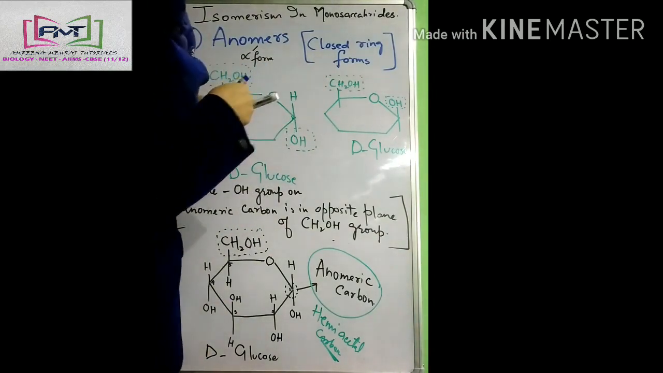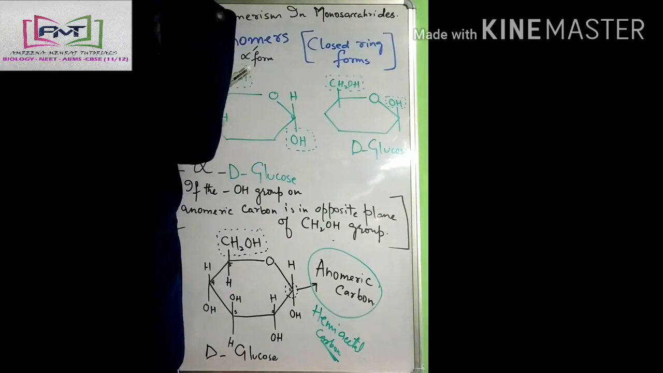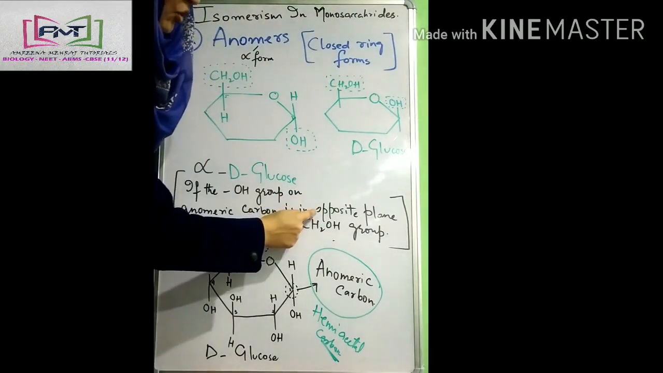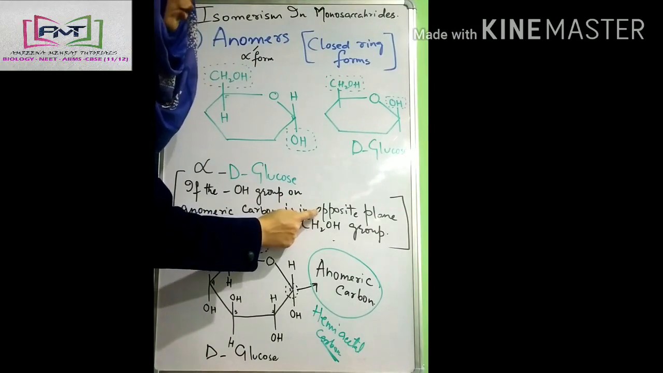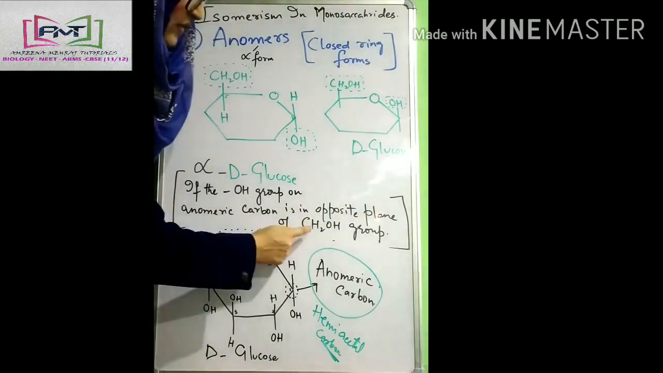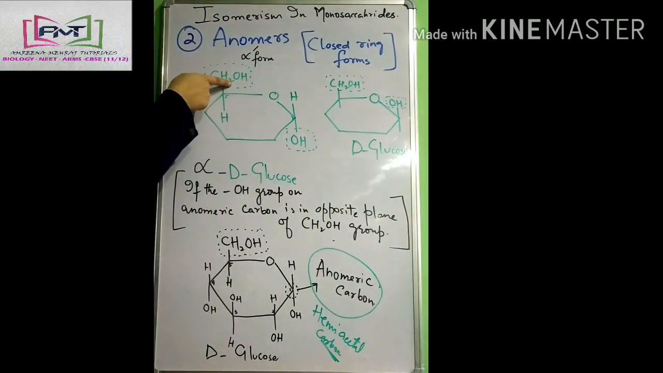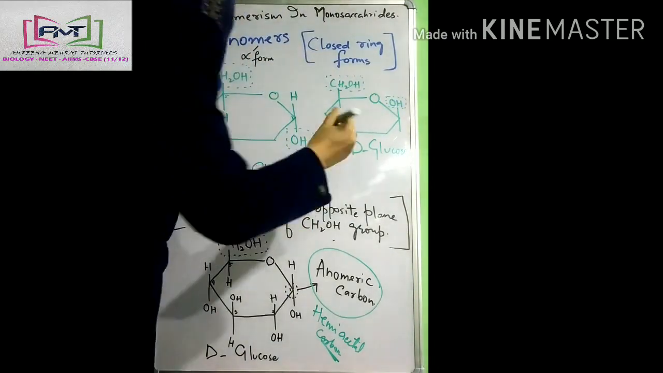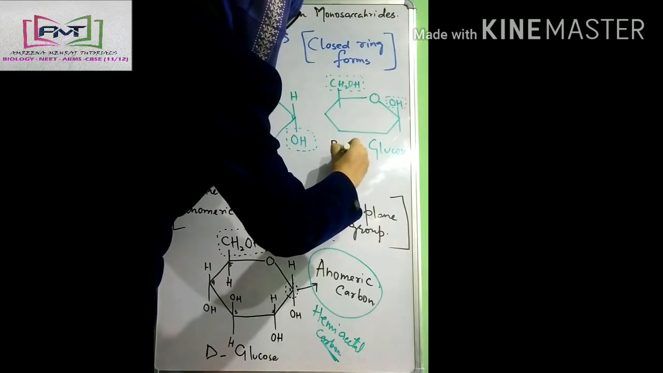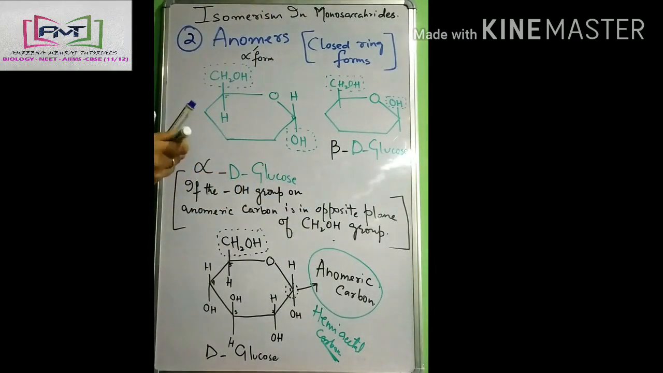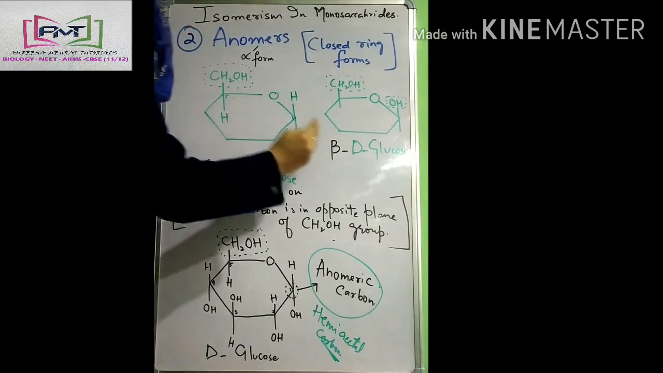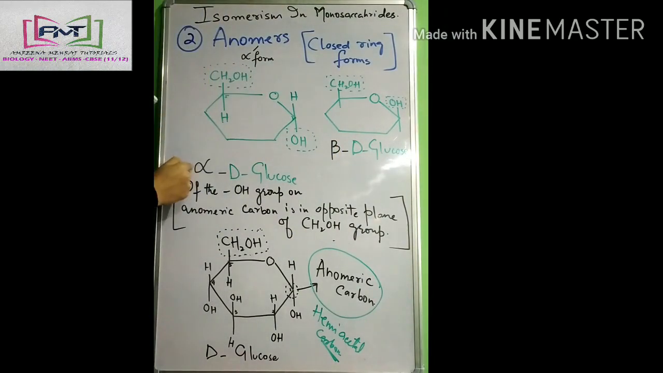But what has happened to OH? It has shifted to the upward direction. It is no more opposite to the plane of CH2OH. It is in the plane of CH2OH. It is beta D-glucose. Okay. So what is alpha D-glucose? And what is beta D-glucose? Rather, what is the alpha form?